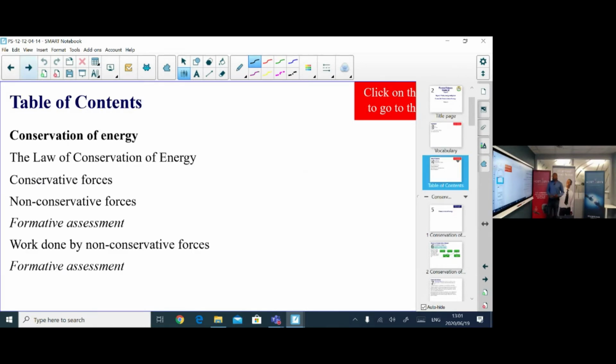Now, the table of contents, we have conservation of energy, the law of conservation of energy, conservative forces, non-conservative forces, and formative assessment. These are things that we are going to do today. I need you to get ready.